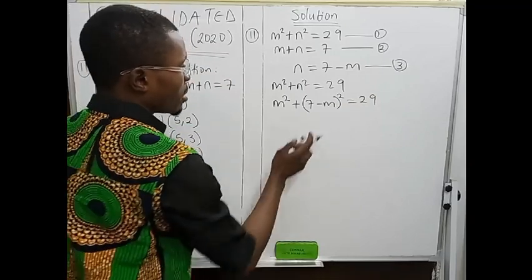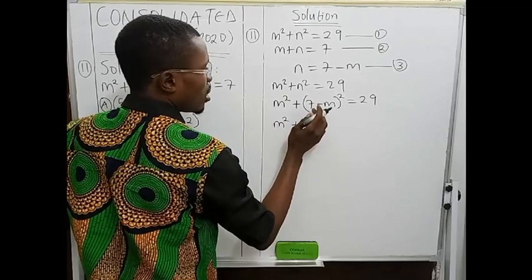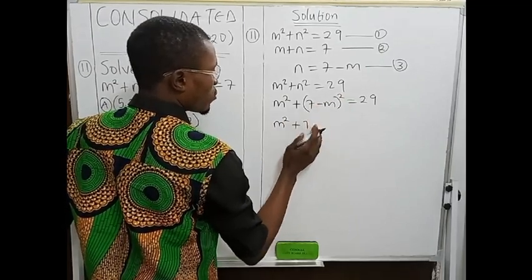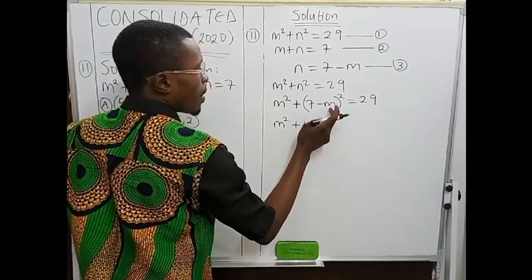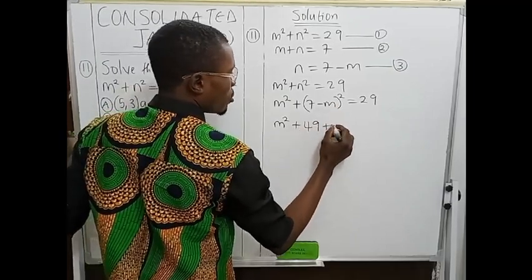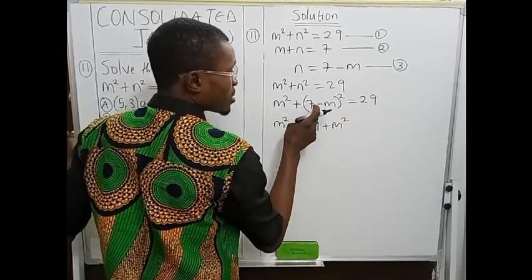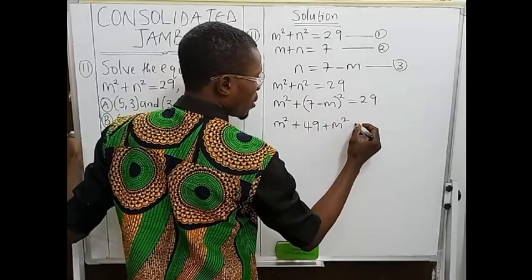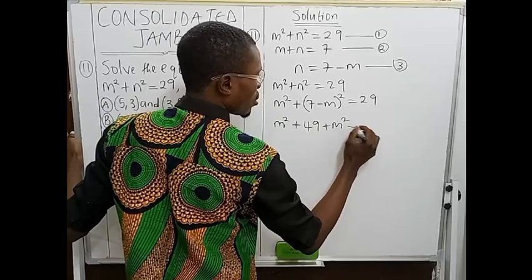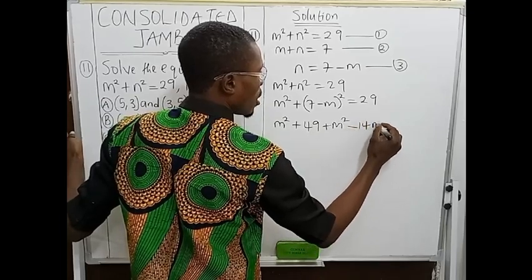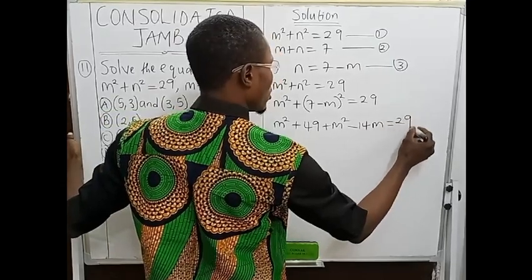Okay. Next, I expand this bracket. I'm going to have m squared plus 7 squared is 49, plus m squared, right? Then 2 times 7 times minus m, I'm going to have minus 14m. All equals what? 29.